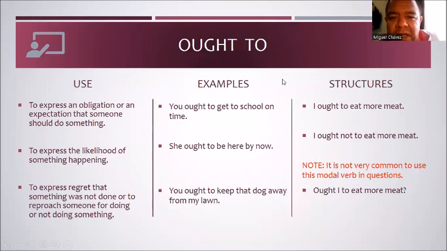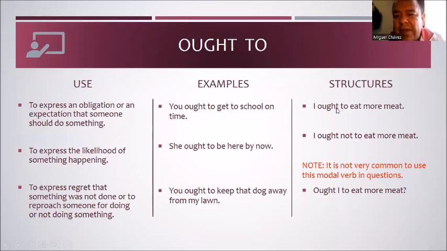Next modal verb is ought to, and it is used to express an obligation or an expectation that someone should do something. You ought to get to school on time. It is used to express the likelihood of something happening. She ought to be here by now. And finally, to express regret that something was not done, or to reproach someone for doing or not doing something. You ought to keep that dog away from my lawn.